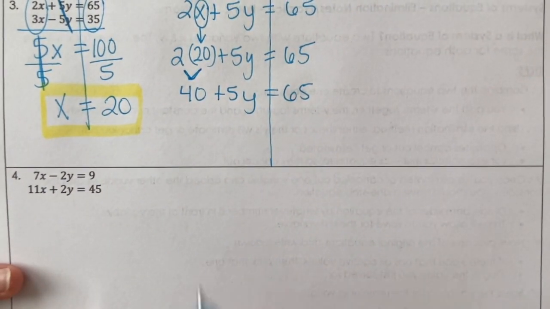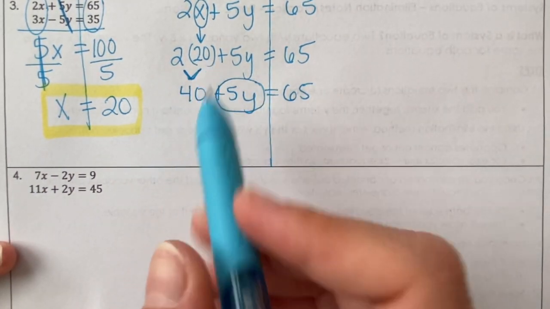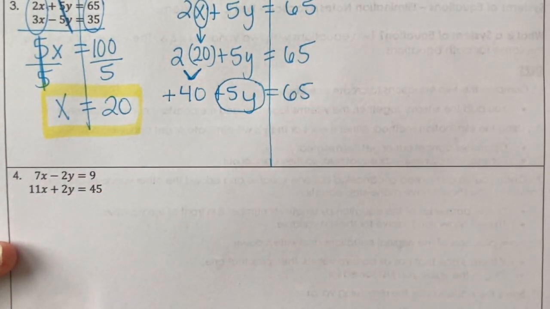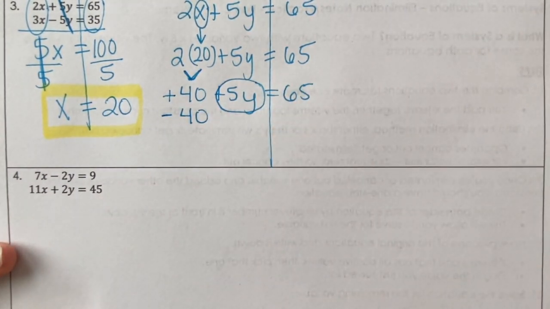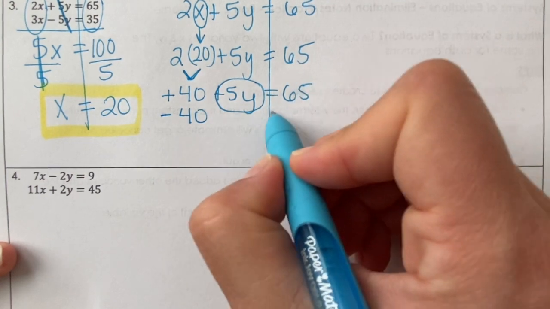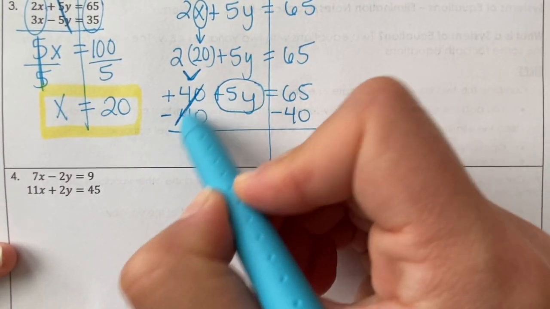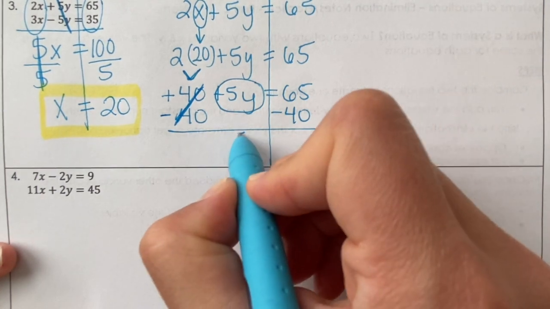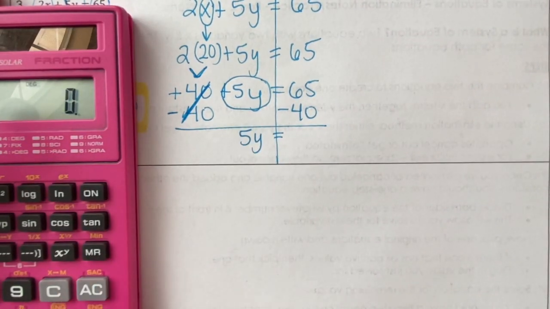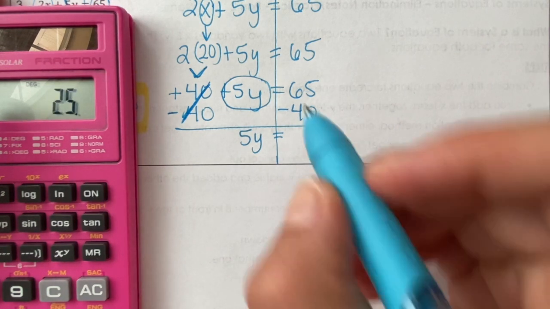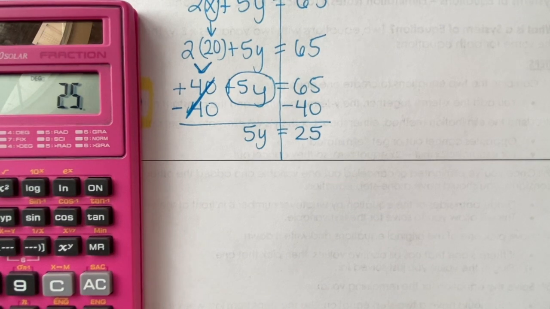Okay, we want to get the variable term by itself, so we need to get rid of 40. It's a positive 40 or plus 40, so the opposite of plus 40 is minus 40. If you subtract 40 on the left, you have to subtract 40 on the right. 40 minus 40 is 0. Those cancel out. Bring down your 5y. 65 minus 40 gives you 25. And now you have a 1-step equation.